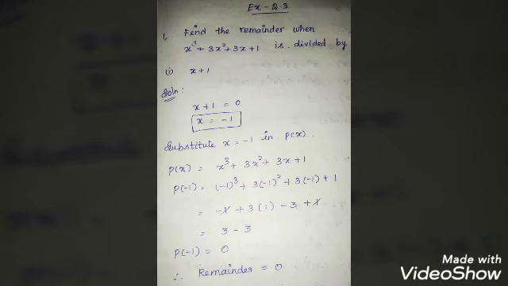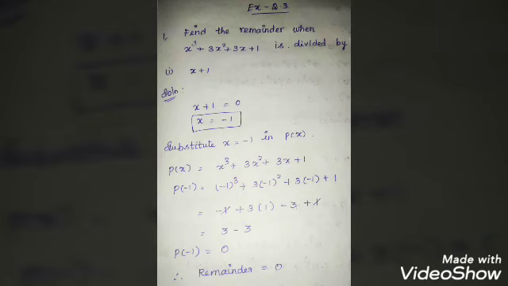The next is your exercise 2.3. Find the remainder when the given polynomial is divided by x plus 1. Now listen, x plus 1 equal to 0. First thing, we are going to take the divisor equal to 0. Then only we can find the remainder. So x plus 1 equal to 0. What is the value of x? Minus 1. Substitute x is equal to minus 1 in p of x.